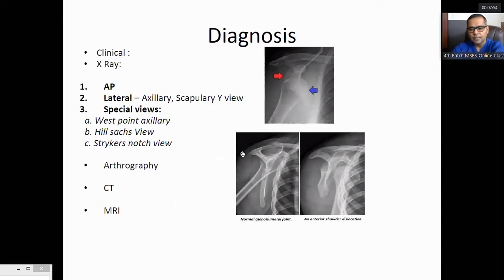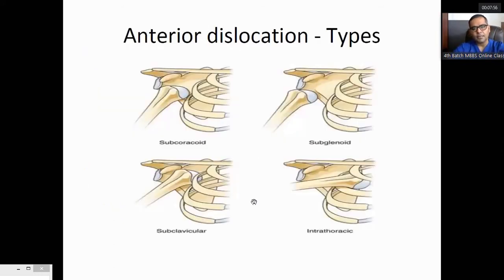And this classification has clinical implications also. With subclavicular and intrathoracic dislocations, we have to give more axial traction to reduce the shoulder, unlike in subcoracoid and subglenoid, where we can reduce it by just external rotation methods.